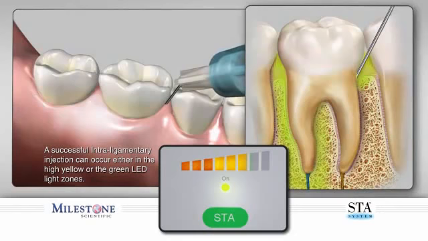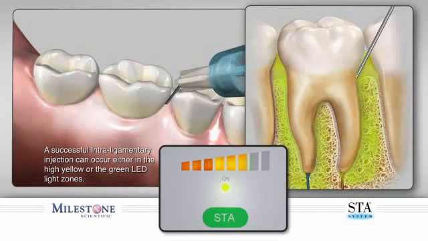The STA system will once again begin to determine proper location by the dynamic pressure sensing. It is important to be aware that you may achieve success while in the high yellow zone. The high yellow LED zone indicates that you have a high probability of being at the correct location to perform the STA intraligamentary injection. It is necessary to maintain at least the high yellow LED indicators throughout the injection process to achieve success.